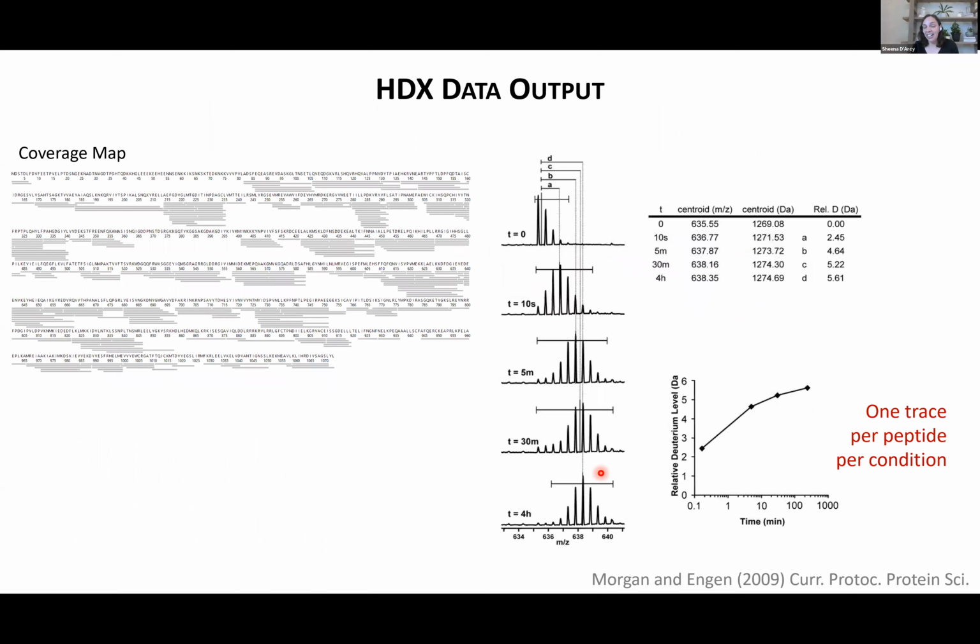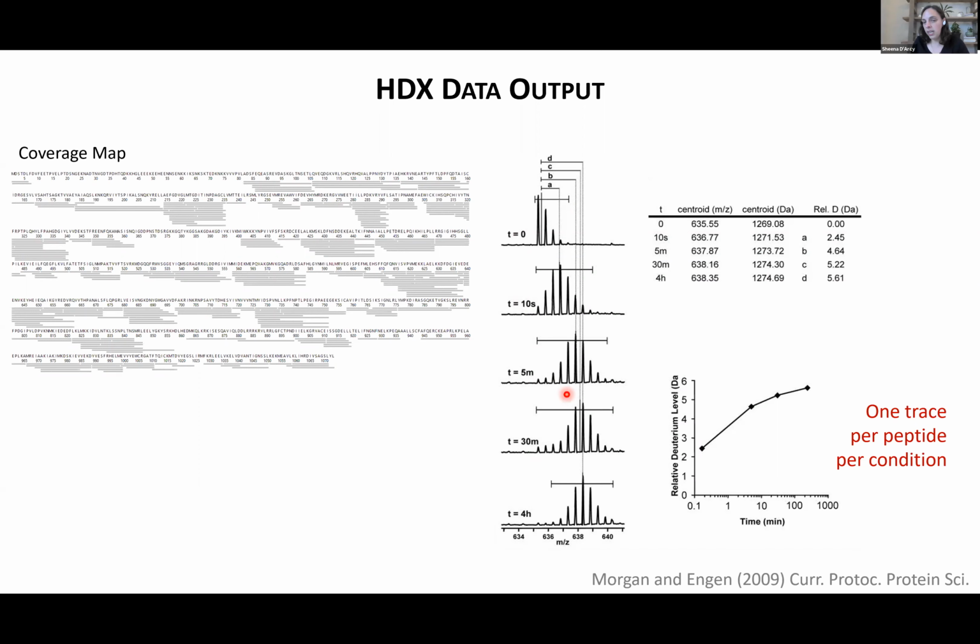So what do the data actually look like? Well, you might see something like shown on the left here. This is a coverage map. So this is the protein sequence where underneath it, these gray rectangles indicate the peptides that we recovered from the protein. So you can see we recover quite a lot of peptides in this specific instance, and these peptides are overlapping. When these overlapping peptides give us the same result, which they most often do, it gives us a lot of confidence in the data. And when they're overlapping, it also allows us to narrow down which parts of the protein are experiencing change.